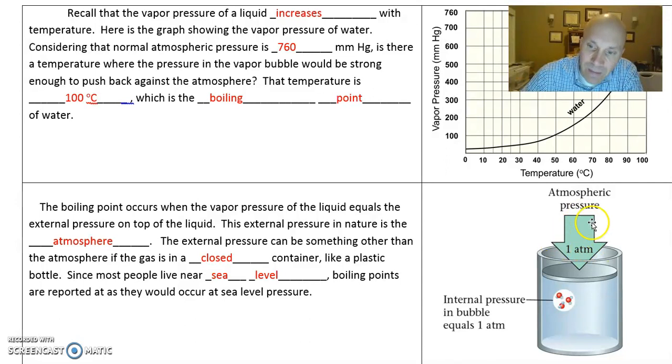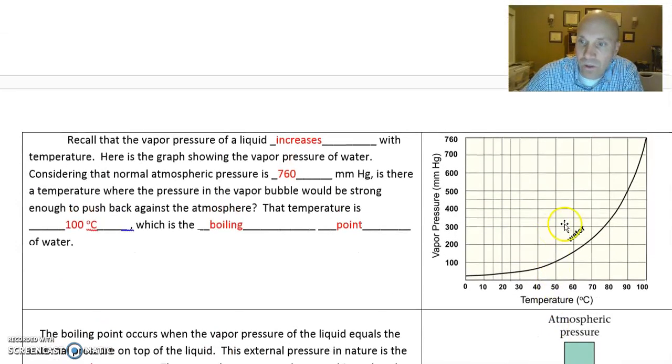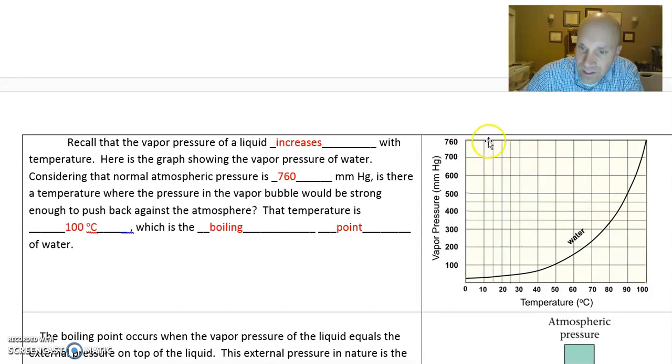But what would happen if this pressure pushing down on top of the liquid was not the atmosphere? What if it was less than atmospheric pressure? Well, if it wasn't the 760 millimeters of the atmosphere, if it was a lower pressure, say about 350 millimeters of mercury, then the water would only have to be between 80 and 90 degrees to generate that much pressure.